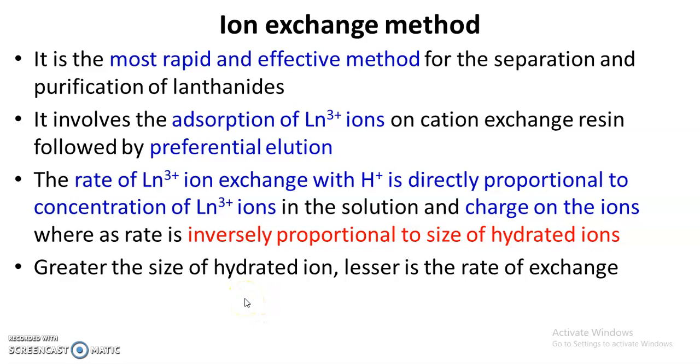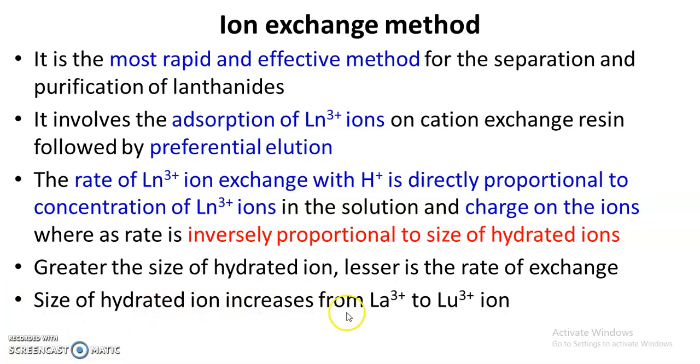It means from lanthanum +3 to lutetium +3, as the size of hydrated ions increases, the lutetium ion, being a larger hydrated ion, has a lesser rate of exchange, whereas the hydrated lanthanum +3 ion, being a smaller size, has a greater rate of exchange. So the size of the hydrated ion increases from lanthanum +3 to lutetium +3. Lutetium +3 has a larger size, and hydrated lanthanum +3 has a smaller size.